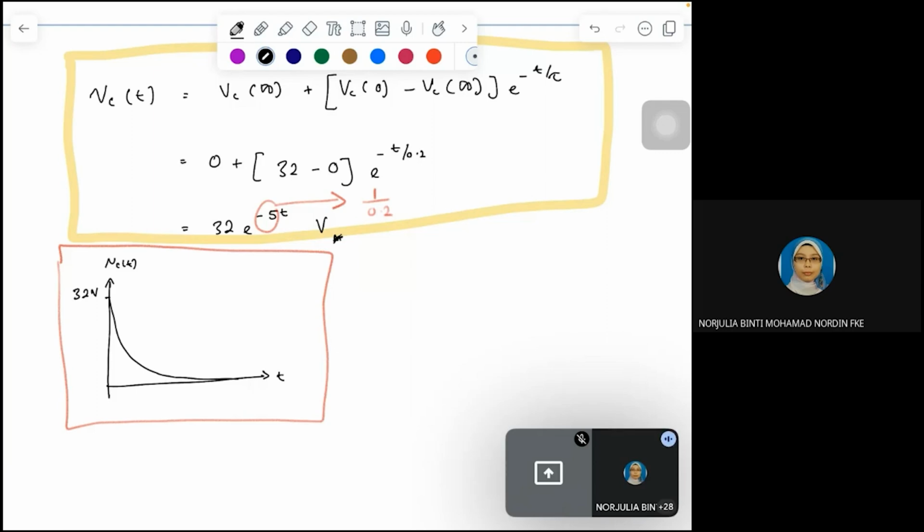Okay. If you don't have any idea what the trend of the graph looks like, you need to plot at least three points. Okay, at t equal to 1 or t equal to 2. And then from there you can get the initial shape of your graph. Then you can start to sketch it.